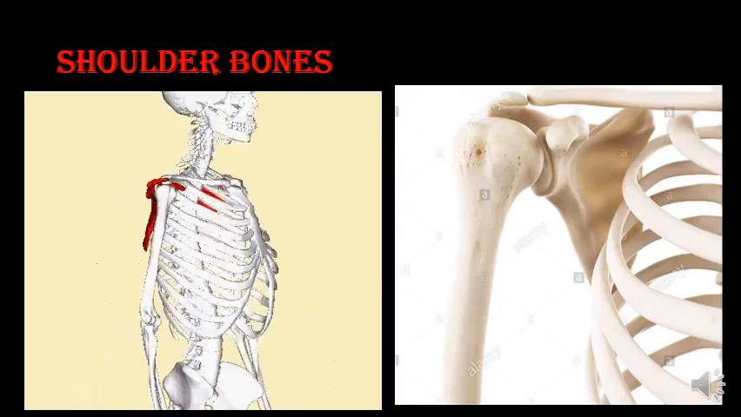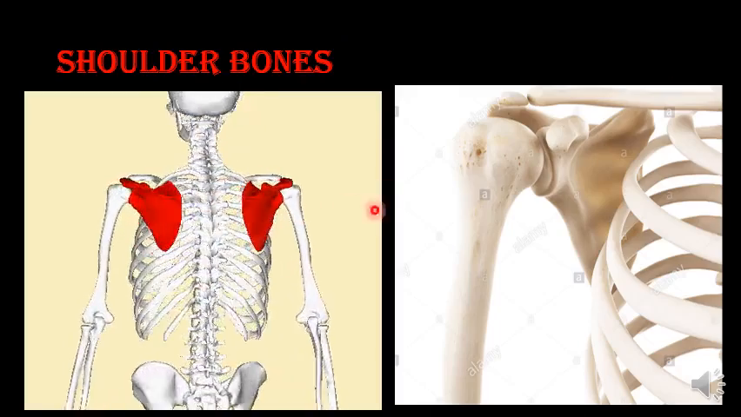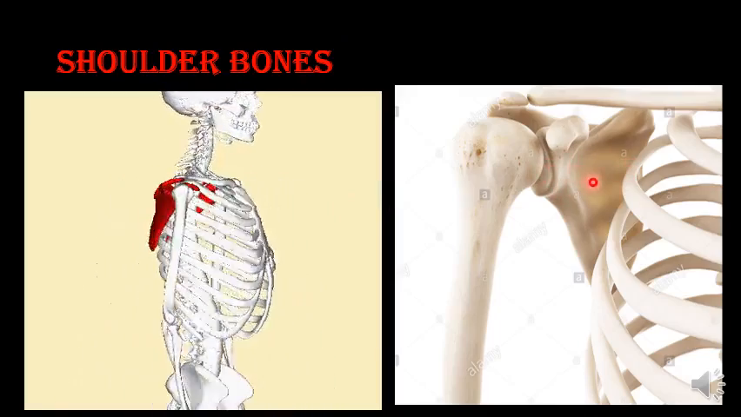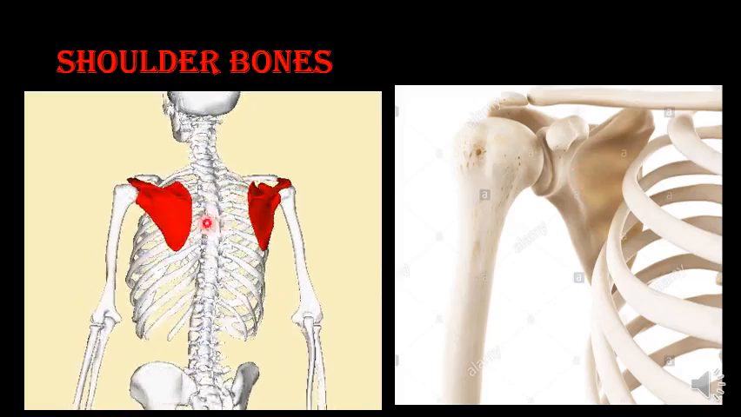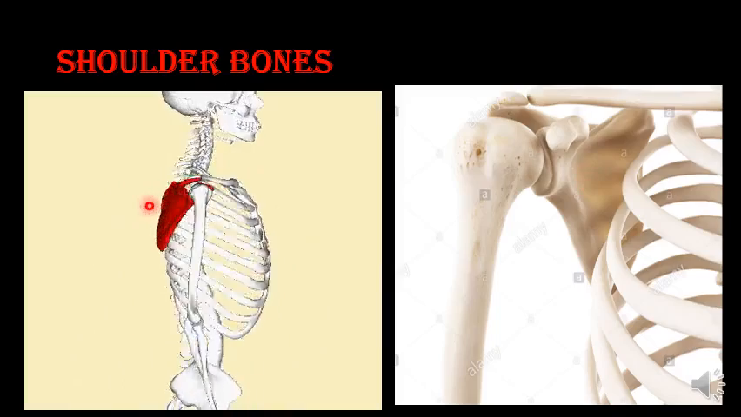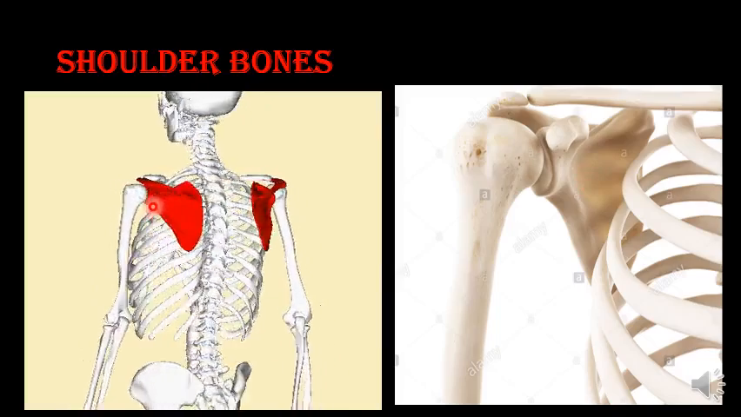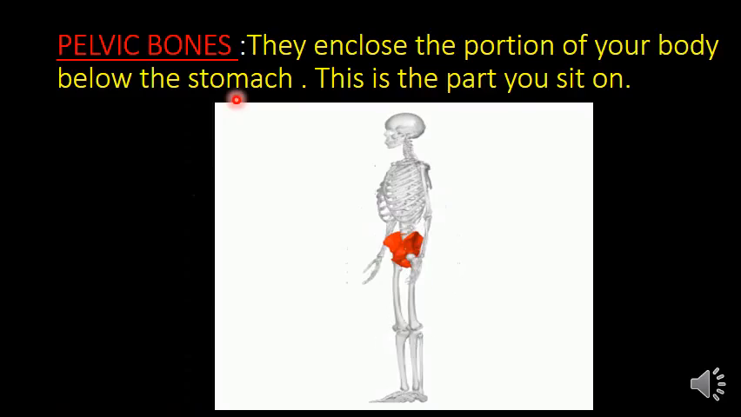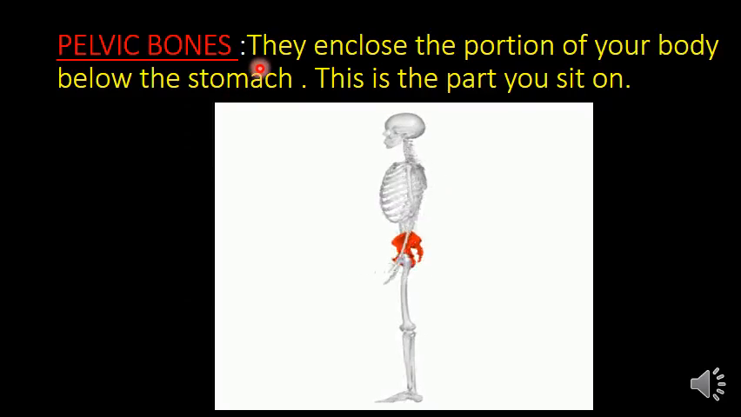Then the shoulder bone. You can see here, this is the shoulder bone which is located behind the ball and socket joint, the red color part in the skeleton. This is also a fixed joint which does not show any movement. The next one is the pelvic bone.